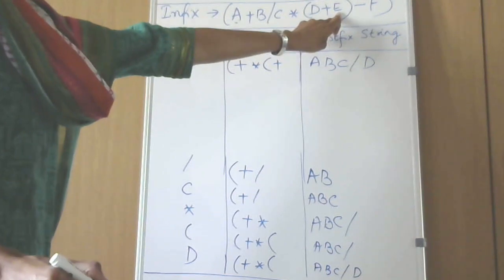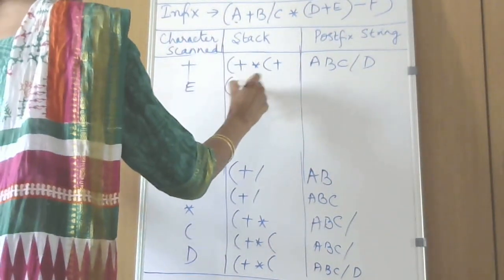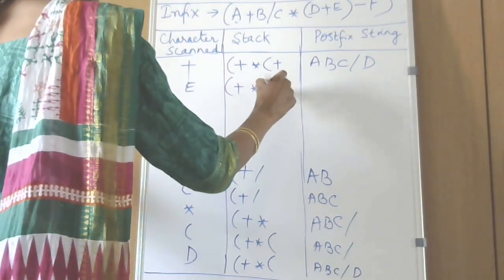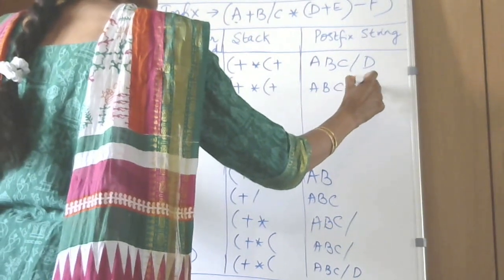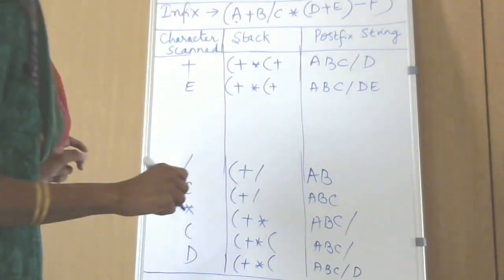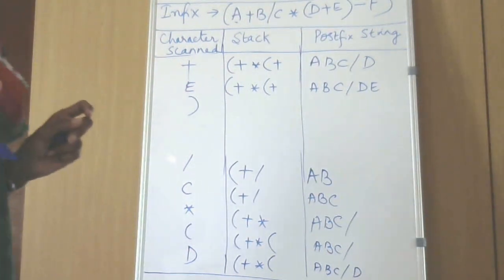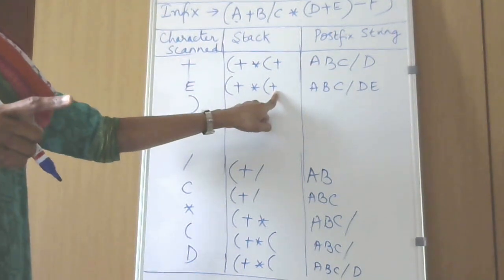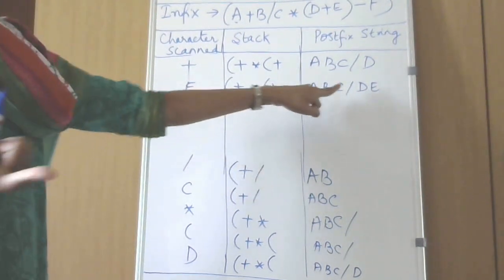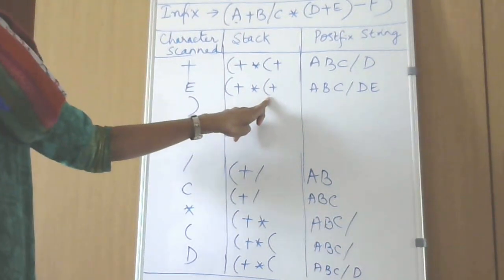The next character that we are going to encounter is E. E is an alphabet, so I can simply put it as part of the postfix string. A, B, C slash D, E. Then you have the closing braces. Whenever you encounter a closing braces, whatever is there in the stack should be popped out and added to the postfix string until you encounter an opening braces.